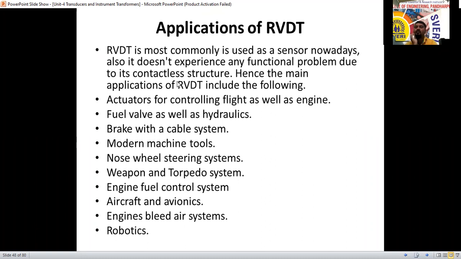Hence, the main applications of RVDT include the following. First one, actuators for controlling the flight as well as the engine. Flight does not always go straight, does it? Yes, it is going to make movements. Whichever angle it is moving, we can use that in flights also. We are going to use this in fuel valves as well as hydraulics. Every one of you uses vehicles: when we turn left, the petrol or diesel fuel valve we also consider.